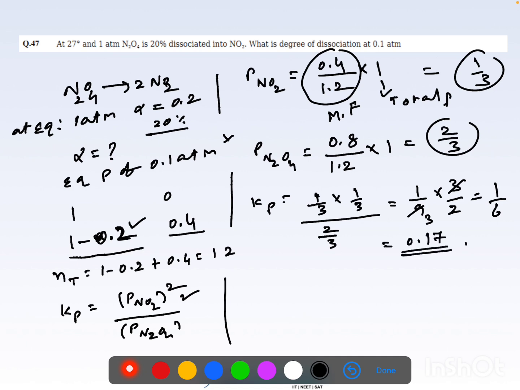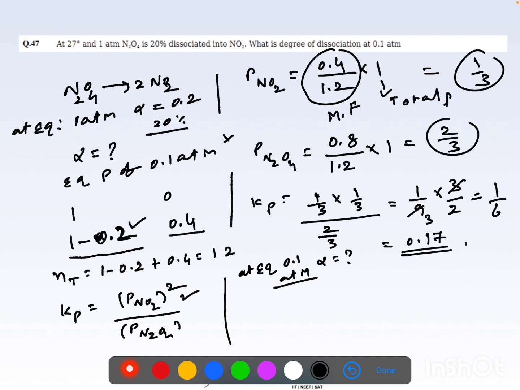Now they are asking what will be the degree of dissociation at 0.1 atmosphere. Again, at equilibrium, if 0.1 atmosphere is the pressure, then what is the degree of dissociation? Again, we assume that 1 mole is dissociating.